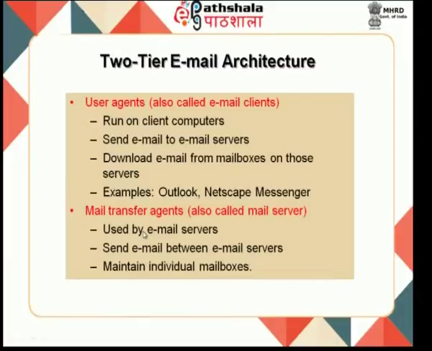And here the mail transfer agents, also called the mail server, are used by email servers, as I have already told you. They send email between the email servers, and they also maintain individual mailboxes and the outgoing message queue. The mailbox stores all the mail that comes to this user, and the message queue stores all the outgoing messages of this user. So in a two-tier architecture there exist two components: user agents and mail transfer agents.